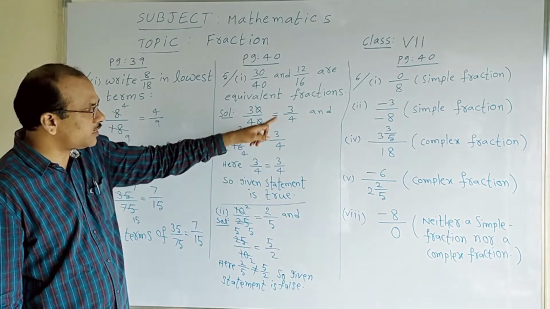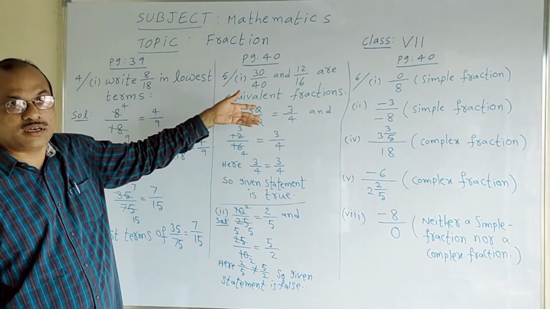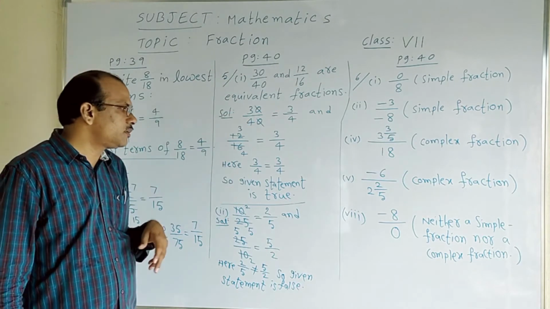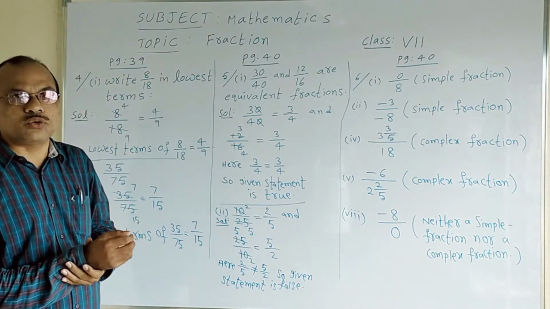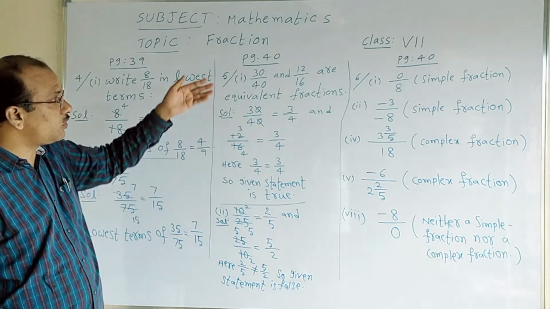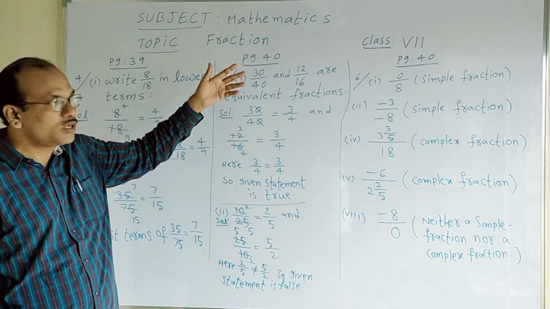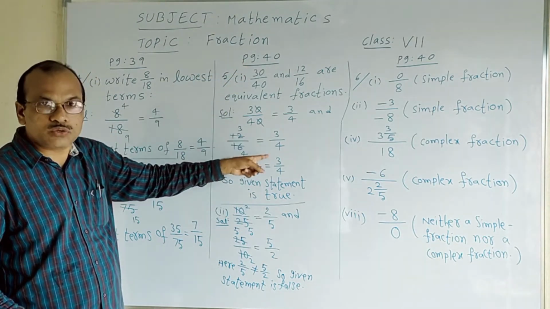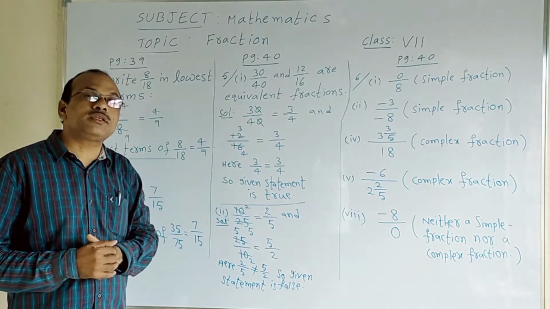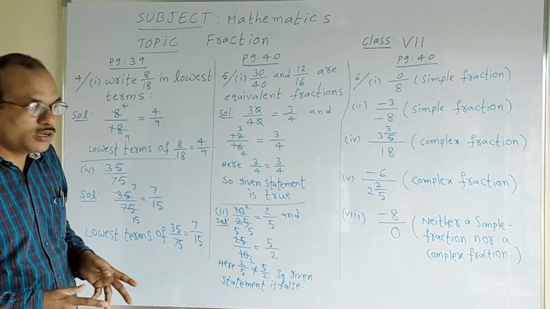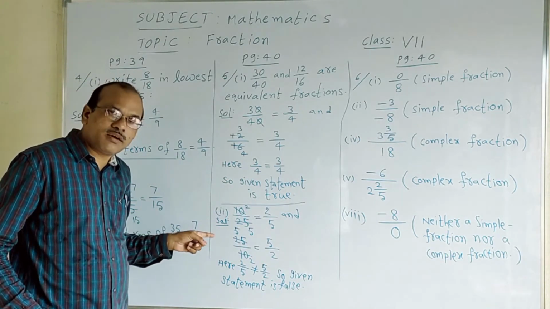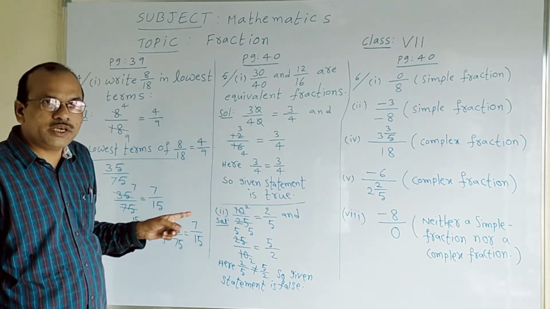Whenever both the results are equal after the cancellation, then we say that the given statement is true. Is it clear for you? Because they only said both are equivalent fractions, and we have got both equal also. That's why we have accepted this statement as true. Shall we go for another question of the same method of doing?